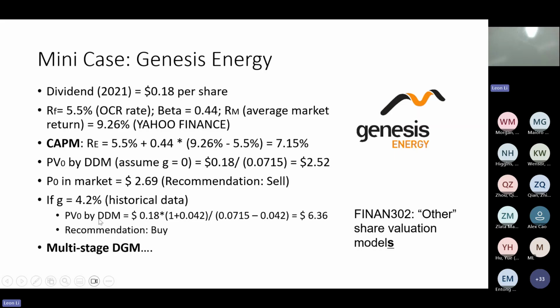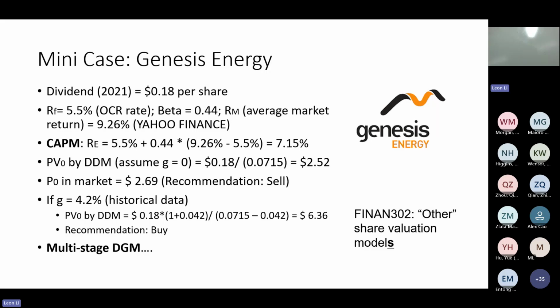Then I apply the DDM model with constant growth. Then I have this figure, right? Then share value is higher than share price in the market. Our recommendation will be to buy, right? So you can see different models will give you different result, right?